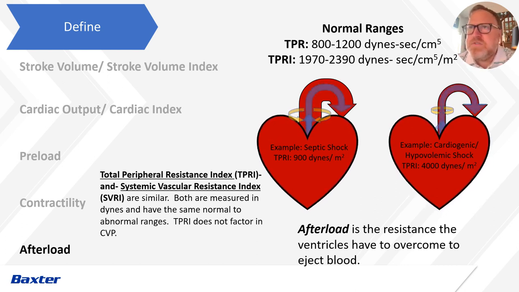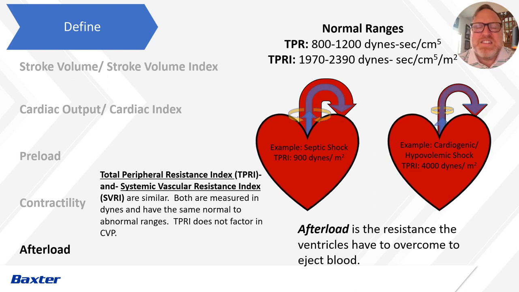However, in the old school days, when we were using the old CCO machines, or other newer technologies, a lot of the reps would always just tell me, hey, just put in 10 for your CVP if we don't have a CVP measurement. So what does that mean? That means the CVP doesn't really affect the number that much, and that's why we can have the same normals and abnormals as well.